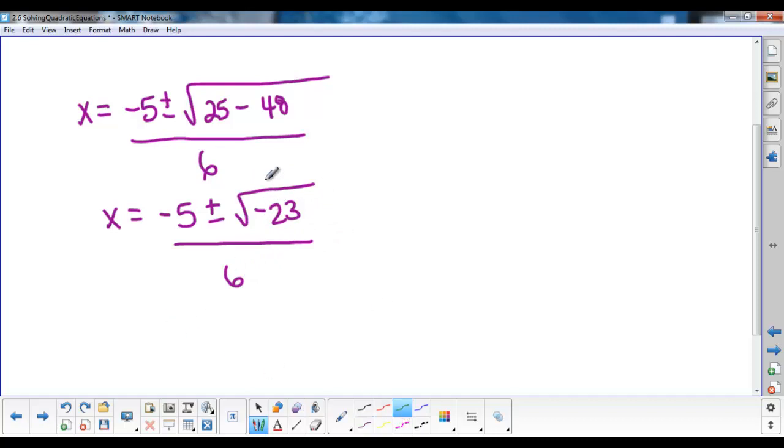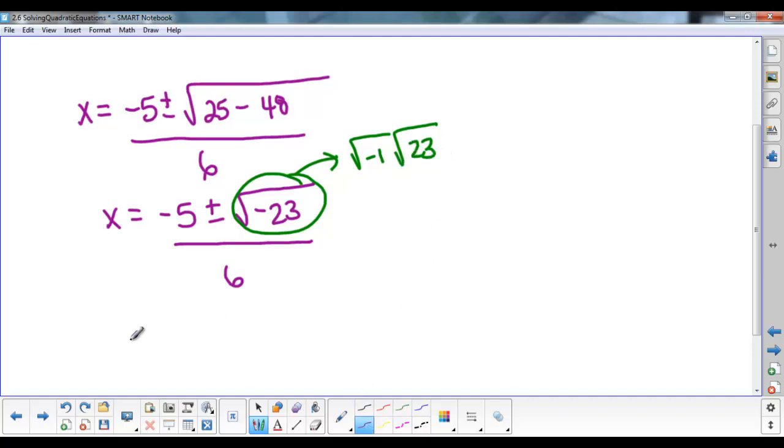So again, square root of negative 23 can be broken down into negative 1, and if you can think of two numbers that multiply to 23, one of which being a perfect square, you can do so, but in this case 23 is a prime number, so the only way you can multiply it is with 1 and 23. So we'll go ahead and simplify as much as we can. Negative 5 plus or minus i root 23. i because of the negative 1 being square rooted.